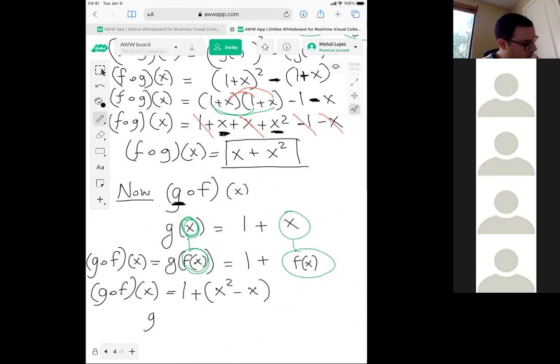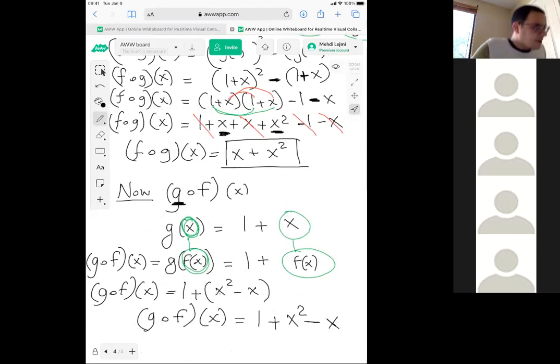And so then g composed with f is actually 1 plus x squared minus x. All right, you distribute the sign, plus x squared plus minus x, so it would be minus x. And that's the final answer here. I mean, you don't have any real simplification here, so that's the final answer.